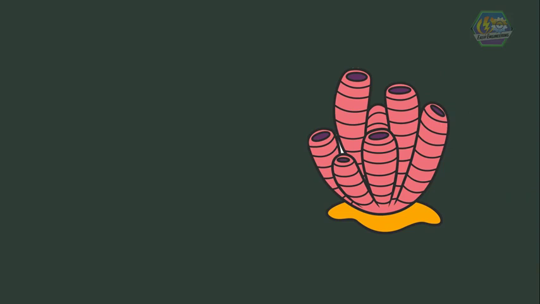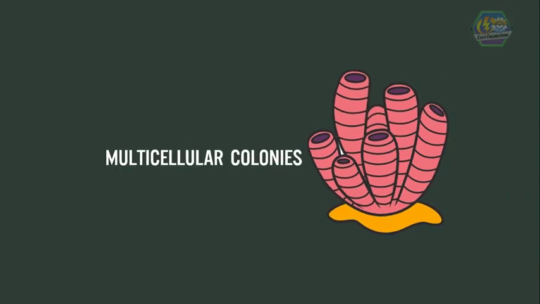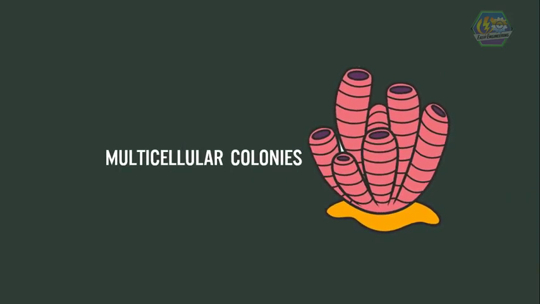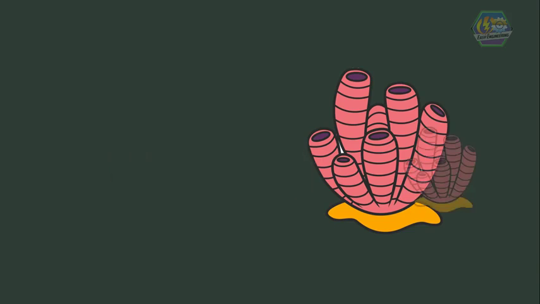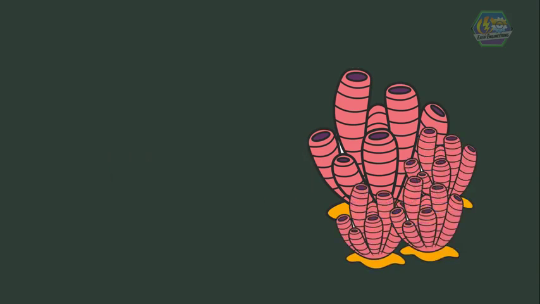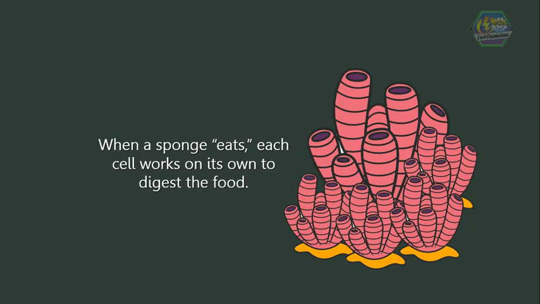Sponges are also considered multicellular colonies. That means they can be placed in a blender and the remaining living cells will just reform themselves into another sponge. If multiple sponges are blended together, each species will recombine independently. Each of the cells that make up its body is independent. That means even when a sponge eats, each cell works on its own to digest the food.